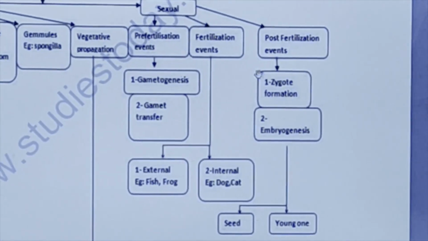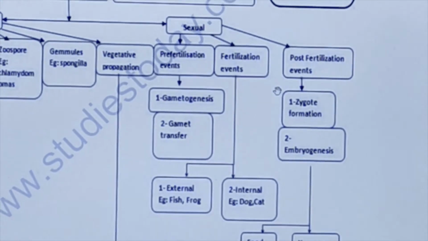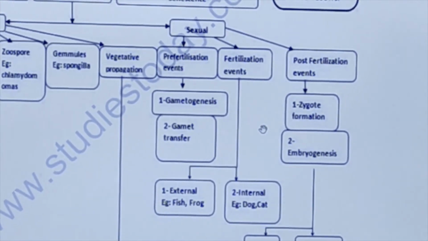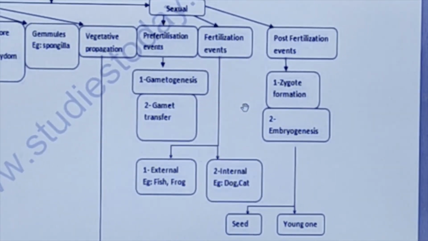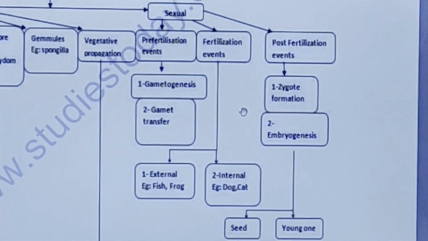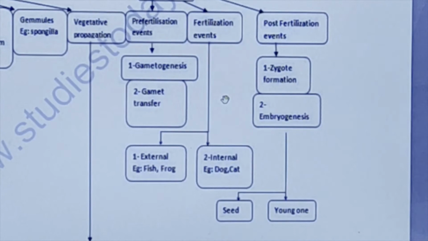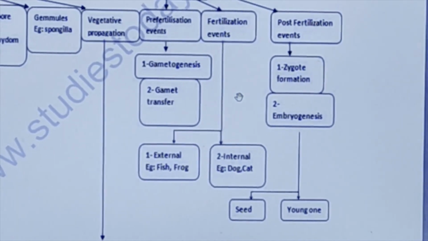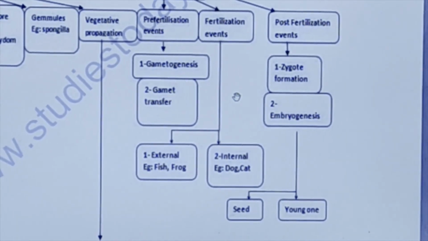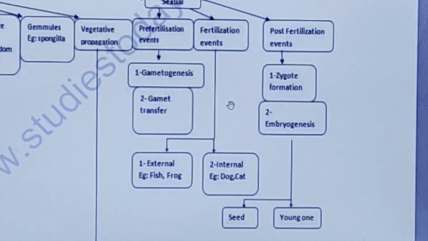And then the fertilization event, which is also called syngamy. In syngamy, we have to remember external fertilization, internal fertilization, and the difference between both. And one more term is parthenogenesis, which we have seen in the honeybee. In the honeybee, we have already seen that two types of eggs are produced, one fertilized, one unfertilized.